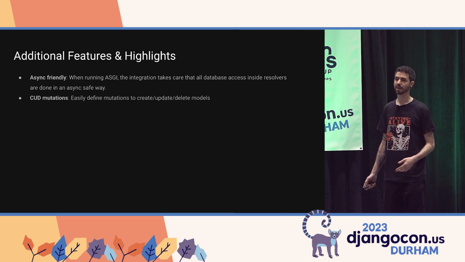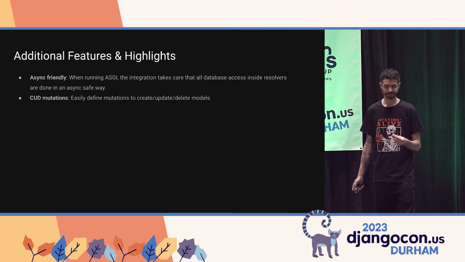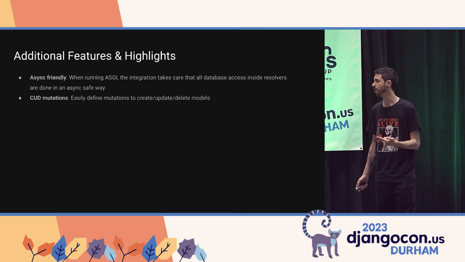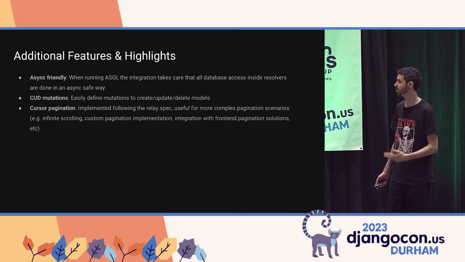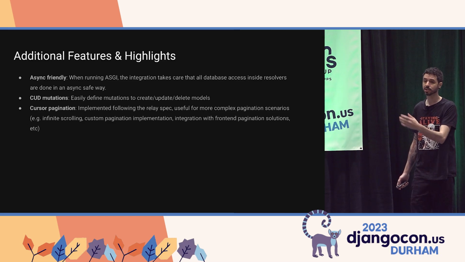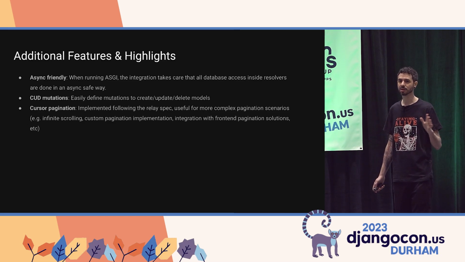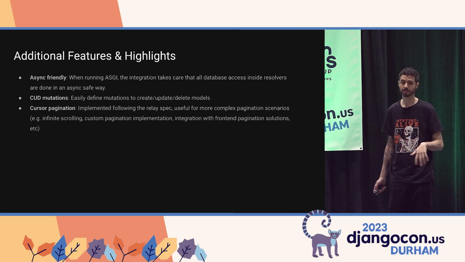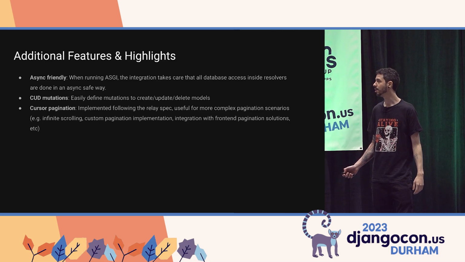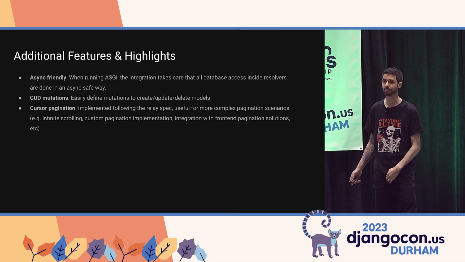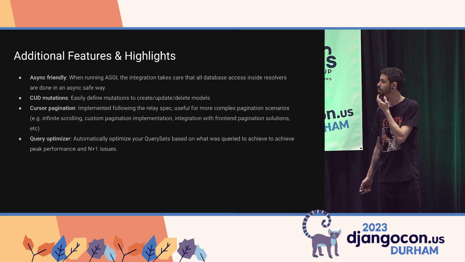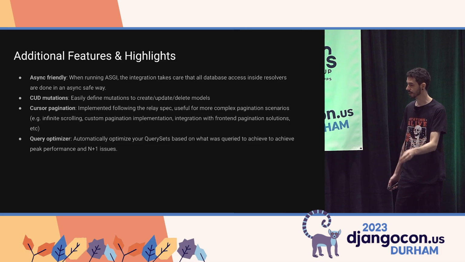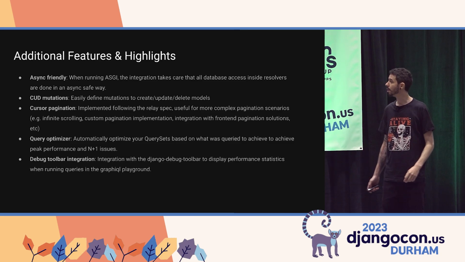CRUD mutations: it provides some built-in ways to define mutations to create, update, and delete objects. Cursor pagination: you have the limit and offset approach, but there are ways for you to implement your own cursor pagination using the relay spec, which I'm not going to get into details in here, but you can see the documentation. A query optimizer, which I am going to talk about very soon now.